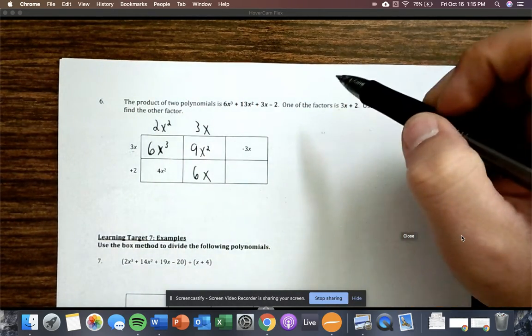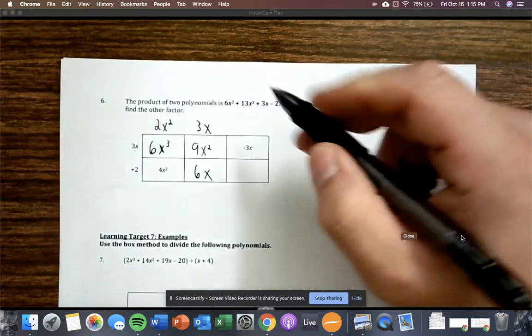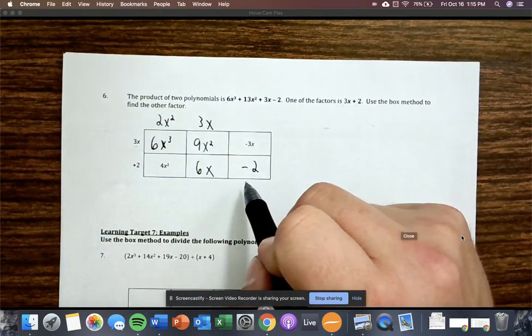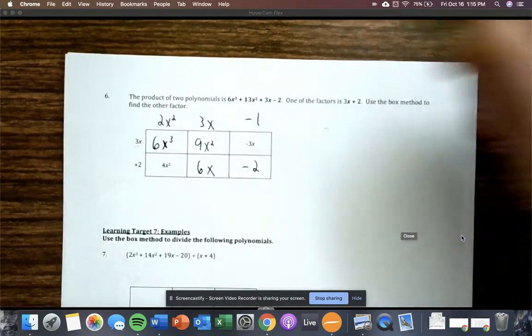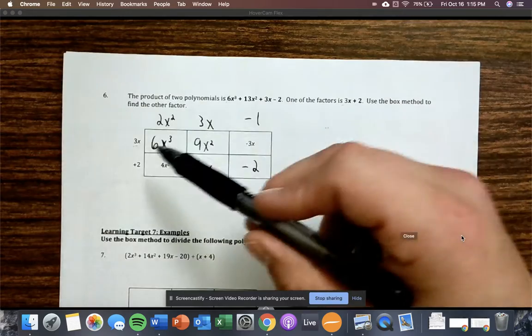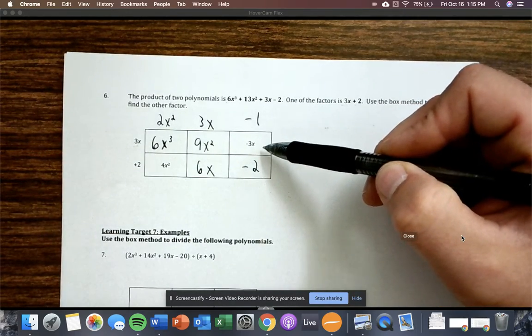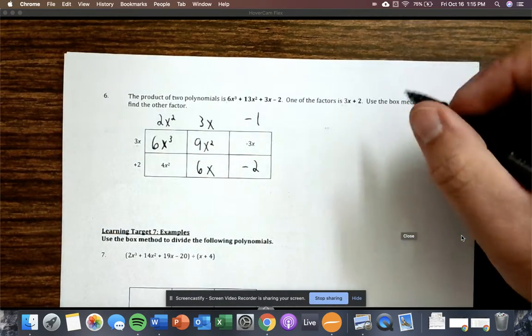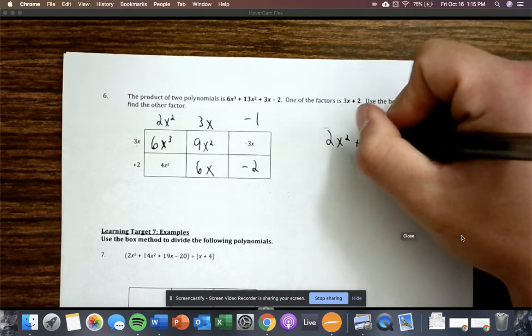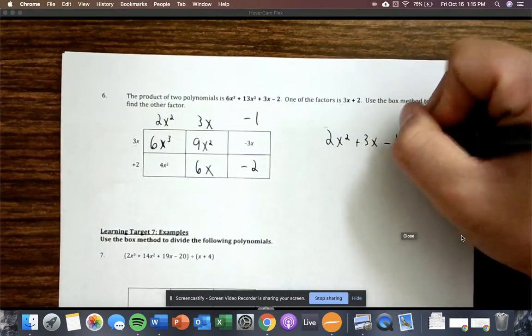Right? And then we got to think, okay, well, my smallest number is negative 2. All right, so what do I have to multiply 2 by to get negative 2? Well, it's just minus 1. All right, and then we can say 3x times negative 1 is negative 3x, so it all works out. So our other factor then is 2x squared plus 3x minus 1.